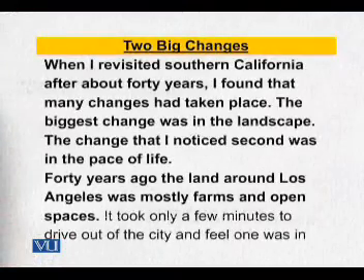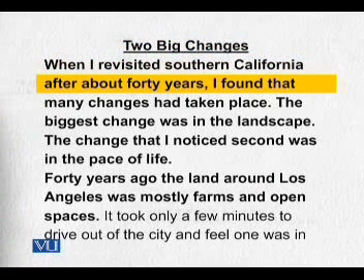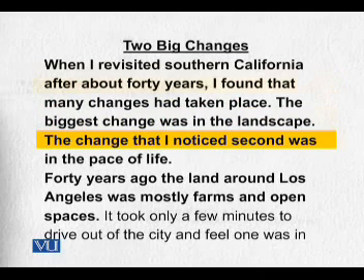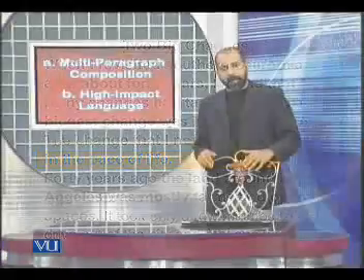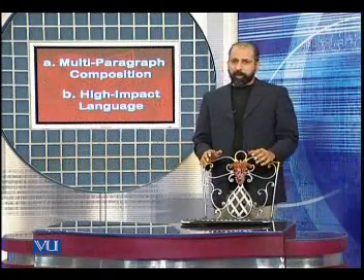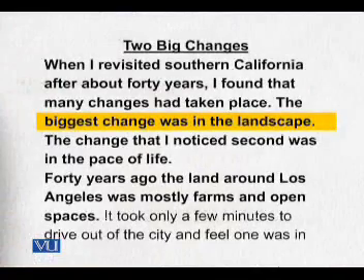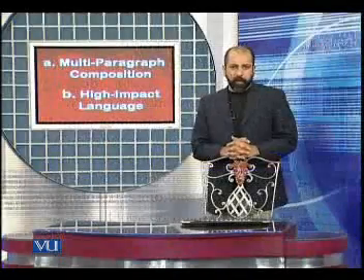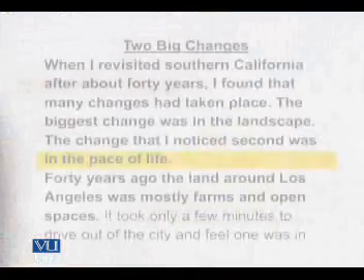Let's go through it. The first paragraph: when I revisited Southern California after about 40 years, I found that many changes had taken place. The biggest change was in the landscape. The change that I noticed second was in the pace of life. Now, in this composition, what the writer is going to do is talk about the changes which have taken place. He mentioned two changes: number one, landscape, and second, pace of life. These two changes he would be discussing in two different paragraphs. And the cities he's going to talk about, he has already given you.